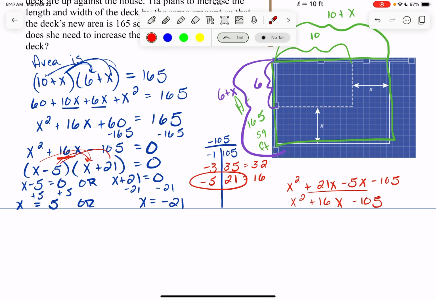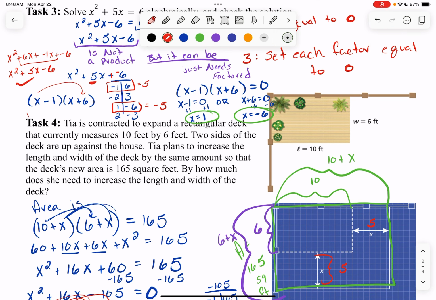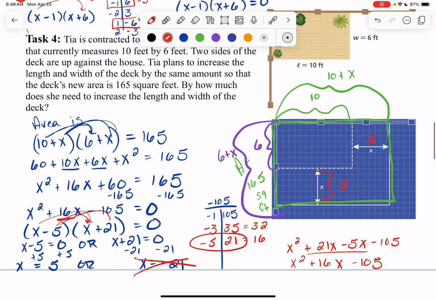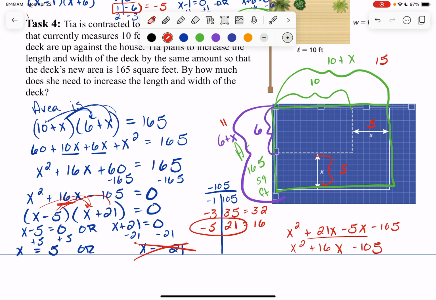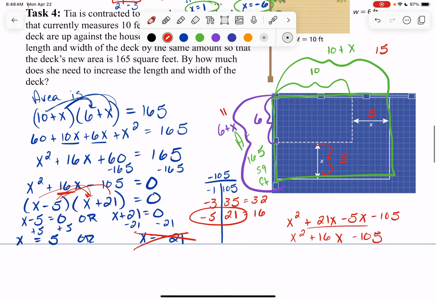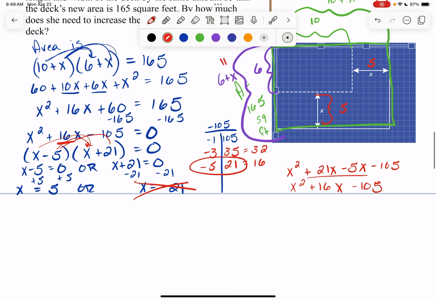I ask myself, do any of these not make sense? It doesn't make sense to do negative 21. Negative 21 makes no sense, but we can increase it by 5. And it does make sense in terms of this problem. The deck was originally 10 by 6. Could it now be 15 by 11? Sure, it can. And 15 times 11 is actually 165. So by how much does she need to increase the length and width? She needs to increase by 5 feet.